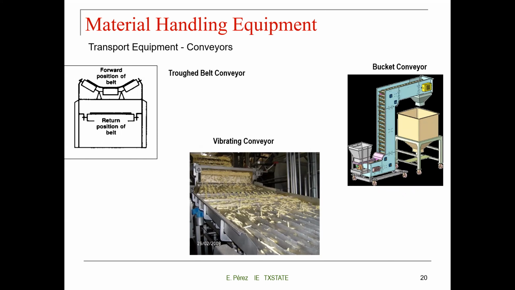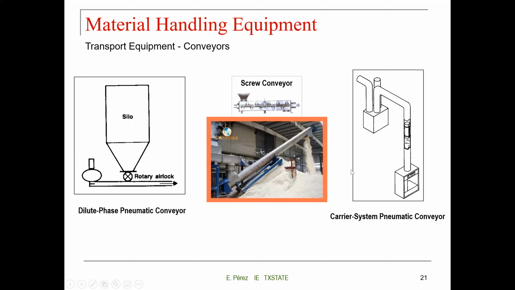Transport equipment conveyors, the throw head belt conveyor, the vibrating conveyor that's helpful in terms of packaging, and the bucket conveyor, again, also helpful for packaging and movement of product. Transportation equipment conveyors, the loop face pneumatic conveyor, the screw conveyor, and the carrier system pneumatic conveyor that is typically seen in the bank's auto service. So you have this capsule going through this duct that's moved by air.